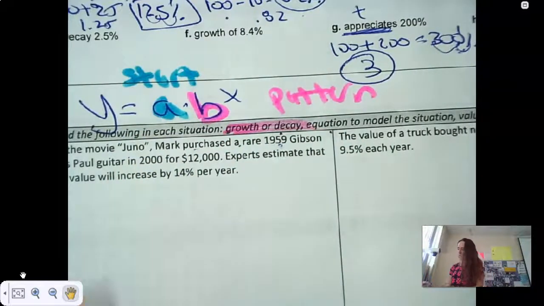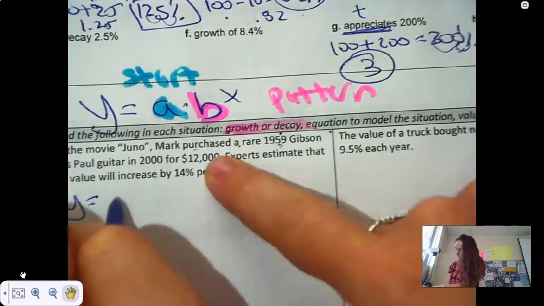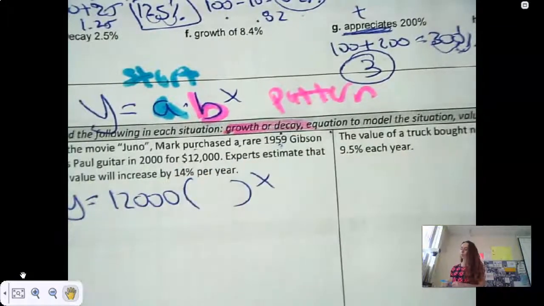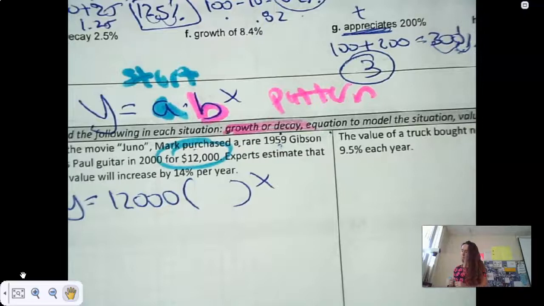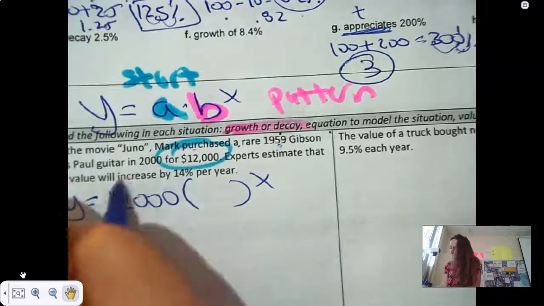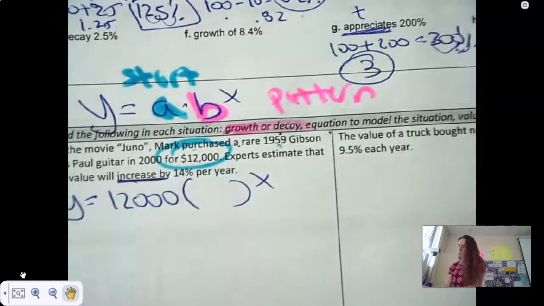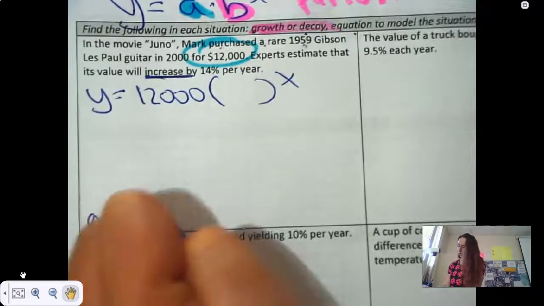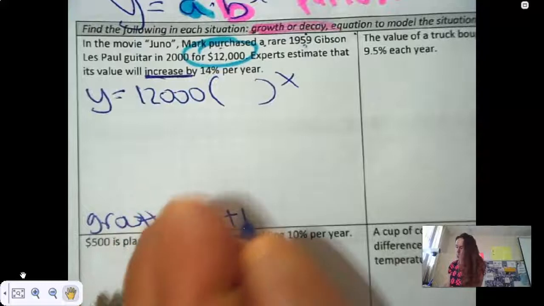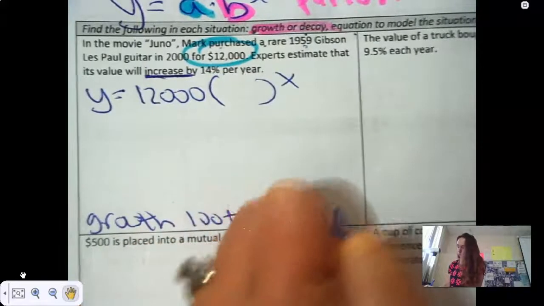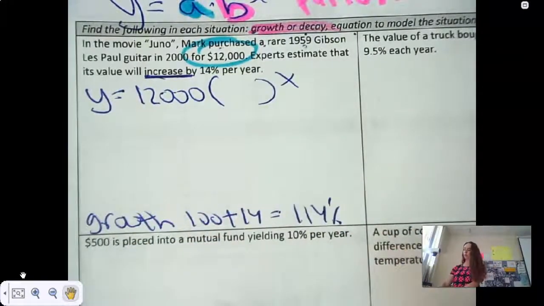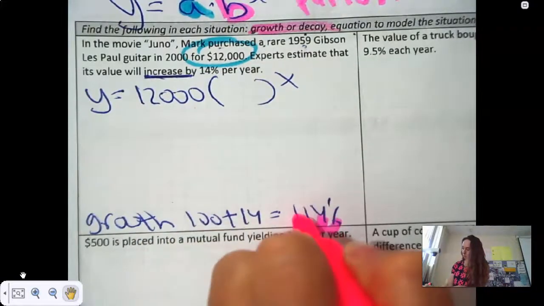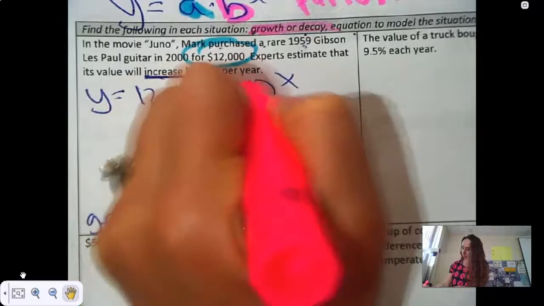Okay? So I know automatically I'm going to go y equals 12. Do not put the comma when you're doing an equation, okay? Don't put the comma when you're doing the equation. Experts value that it will increase. Okay, so if it's going to increase, I know that means growth. So it's 100 plus 14, which is 114%. But I don't put 114 there. I move it over twice. 1, 2, which is 1.14.